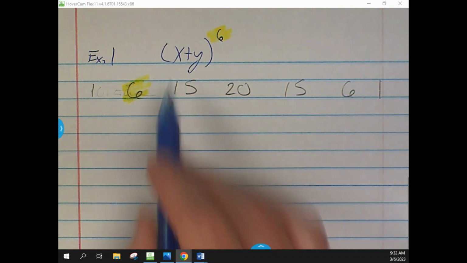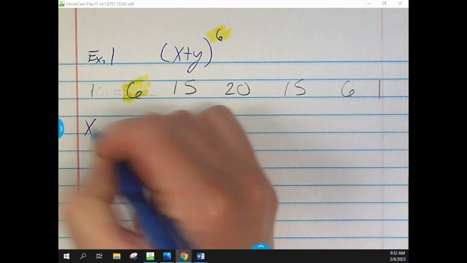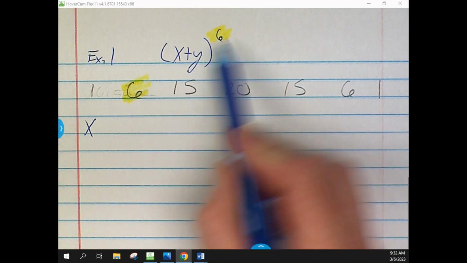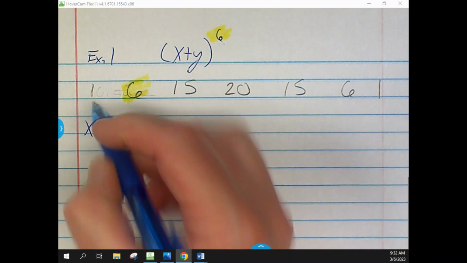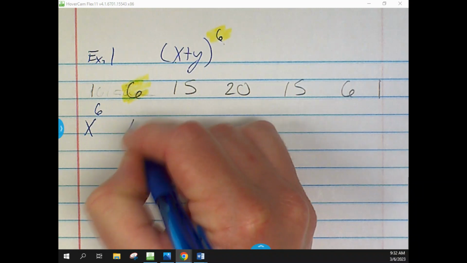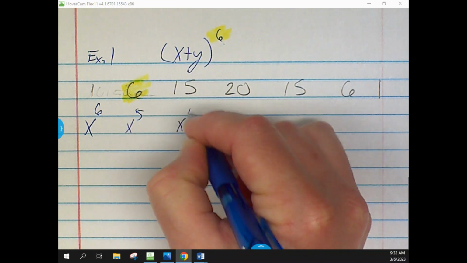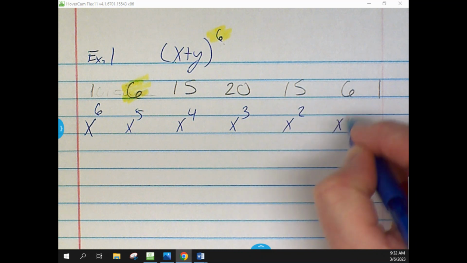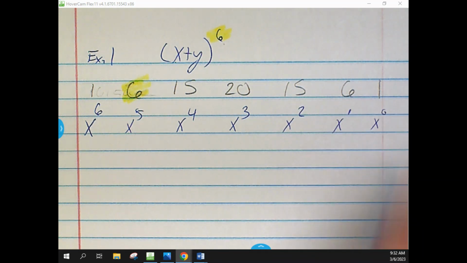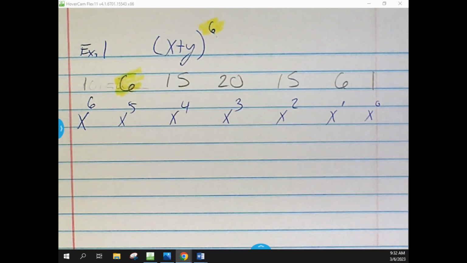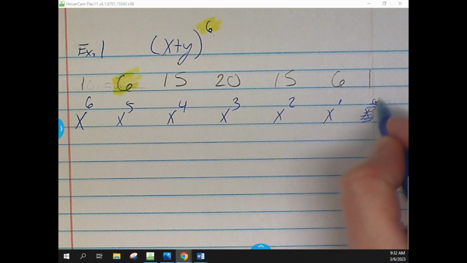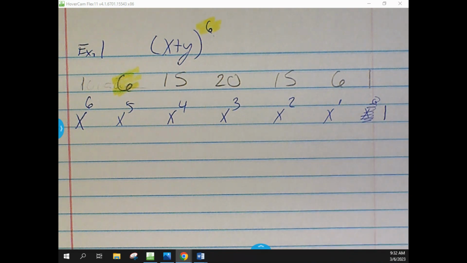Okay, take the first term, and you're going to write it down underneath this row of numbers, but you're going to start with x to the 6th power, and then you count it down. It's x to the 5th, x to the 4th, x to the 3rd, x to the 2nd, x to the 1st, and x to the 0. And on that last one, because anything to the 0 power is 1, you can scratch that out and just put a 1 there, then we know that's going to be 1.